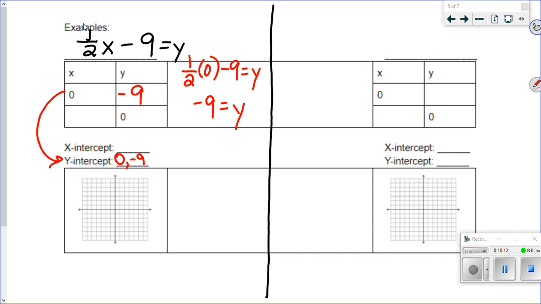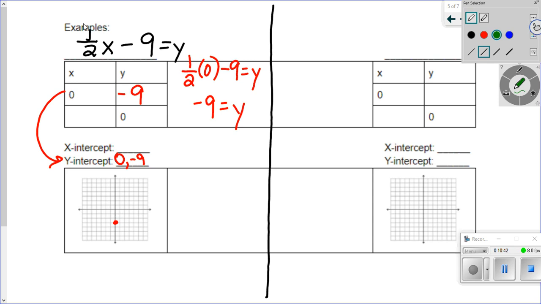0, negative 9. Actually, there's not enough to count by ones. So in this case, you may need to count by 3. So I'm going to do negative 3, negative 6, and right here would be negative 9. So 0, negative 9. Next step tells me to make y equals 0.